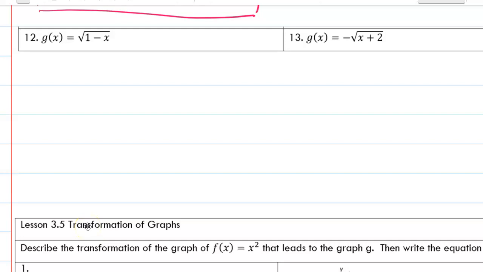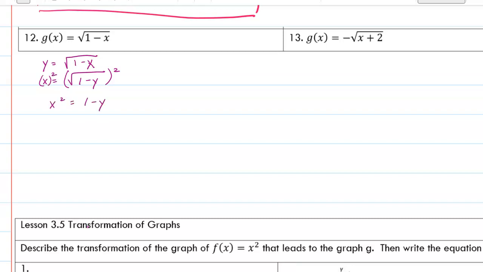Okay, so let's do the next one. Y equals 1 minus x, I'm sorry. Switch the x's and y's. We're going to square both sides. So we get x squared equals 1 minus y. And then subtract 1 and divide everything by -1. Negative x squared plus 1 equals y.